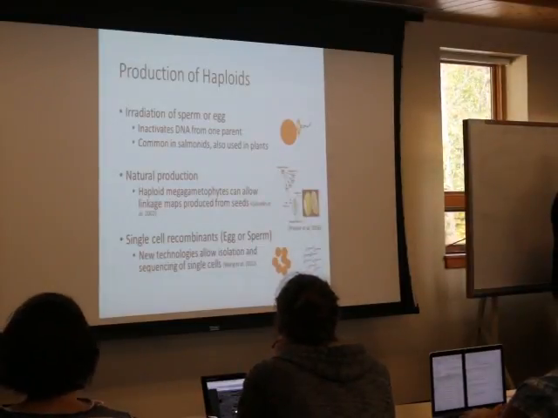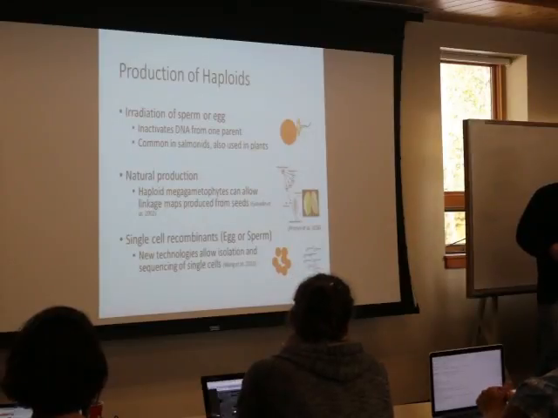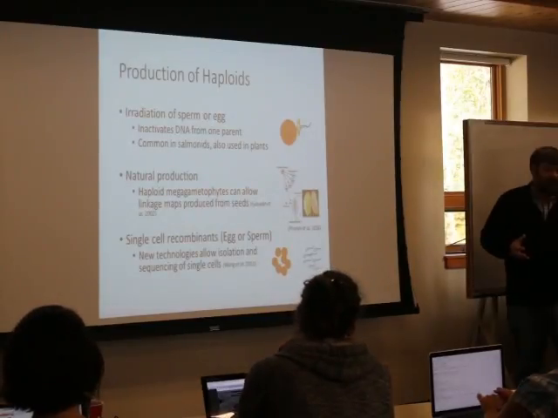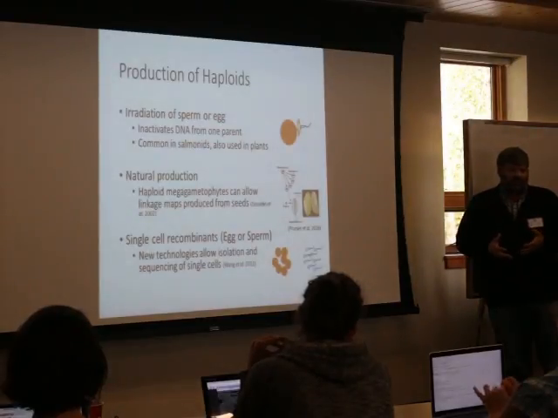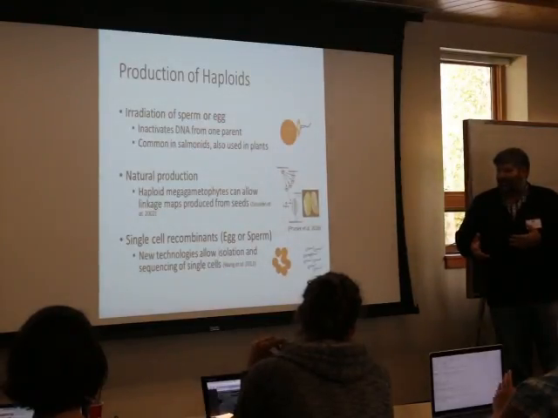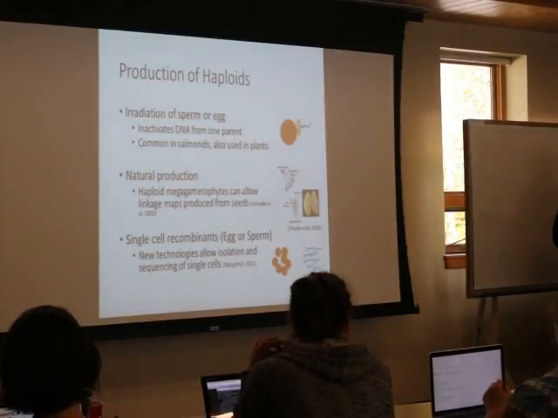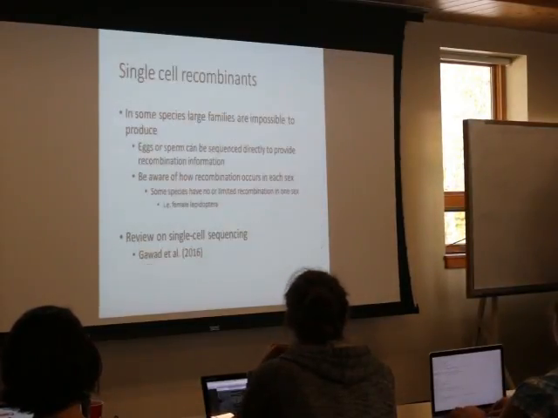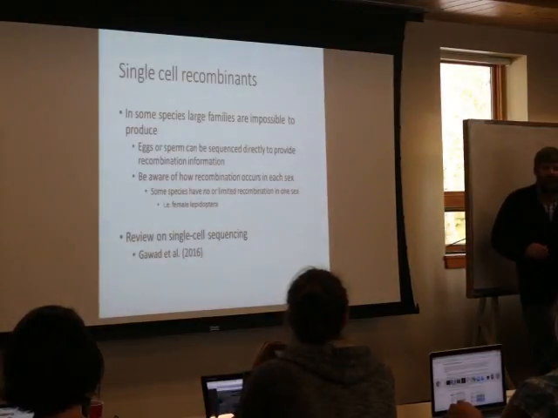And finally, newer technologies are allowing sequencing of single cell recombinants. So just direct sequencing of sperm or eggs. In this case, they isolate DNA from a single cell, amplify it, and then sequence it. And so you don't even need to produce a mapping family, you just need samples of sperm or eggs. And this actually has some real benefits for a lot of species.